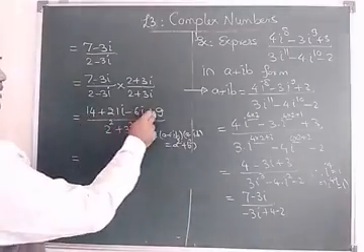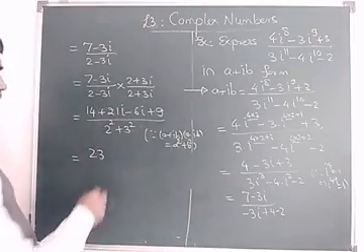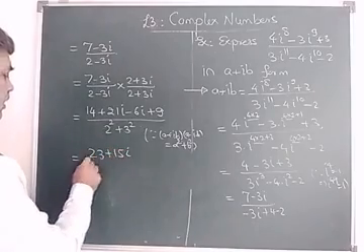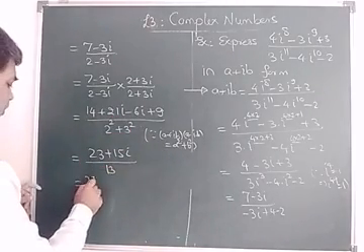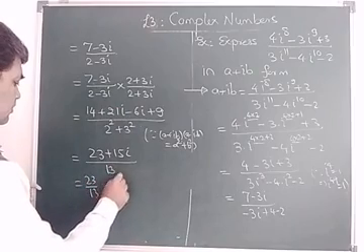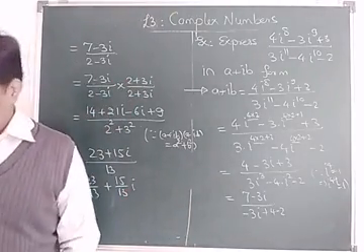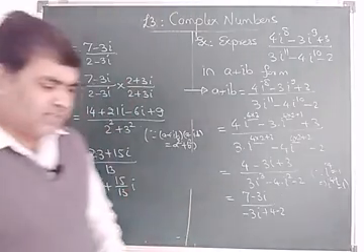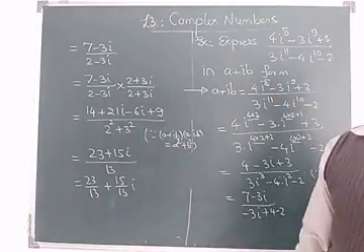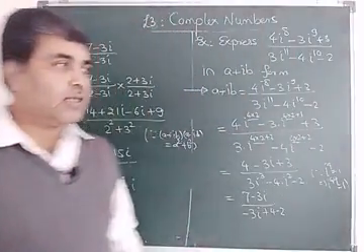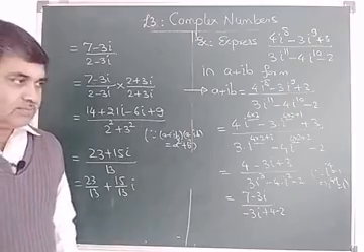Then 14 plus 9 gives us 23, and 21 minus 6 is 15, i upon 4 plus 9, 13. So this is 23 upon 13 plus 15 by 13i. This is your a plus ib form. While solving the example, it may happen that there is a mistake in calculation. So if you observe there is some mistake in calculation, check the calculations again, make the corrections and write the correct answer. Okay.